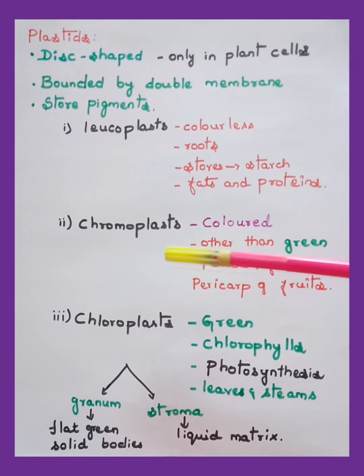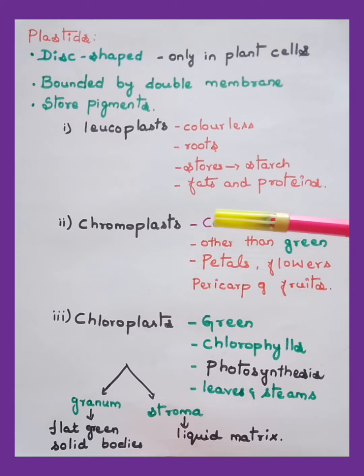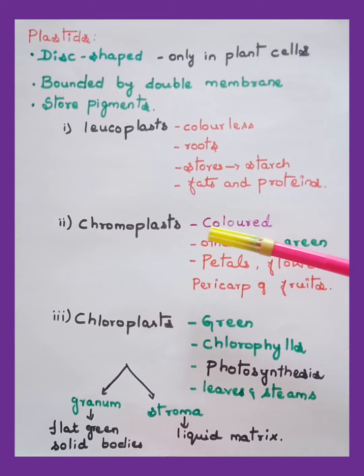About chromoplast. Chromo means color. Remember which parts of the plants are colorful: flowers. Of course leaves also, but chromoplast refers to colors except green. So chromoplasts are colored plastids other than the green colored ones. They are mostly present in petals, that is flowers, and in the pericarp of fruits. On the outside you can see some colored fruits, right? Pericarp of the fruits, and it imparts color to the flower or color to the fruits. Chromo means color.